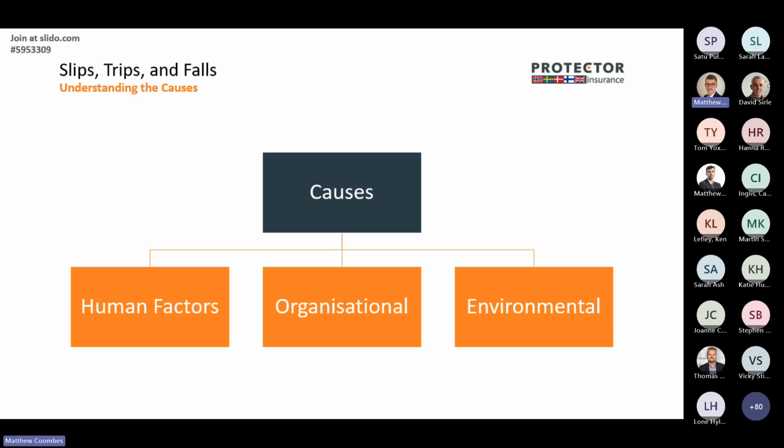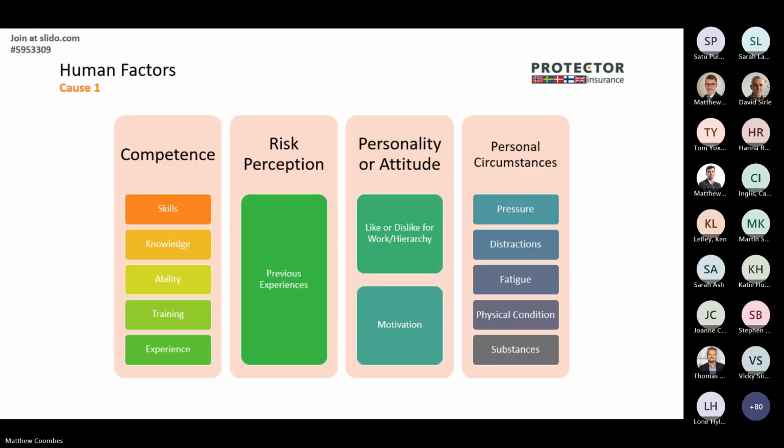Okay, so to effectively prevent slips, trips and falls, it's essential we first understand the root causes of these incidents. They typically fall into three categories as highlighted on screen. So we have human factors, environmental hazards, and then organisational issues. So starting with human factors, there are many reasons, obviously, why humans or human behaviour may be considered a factor when it comes to any accident, not just slips, trips and falls.